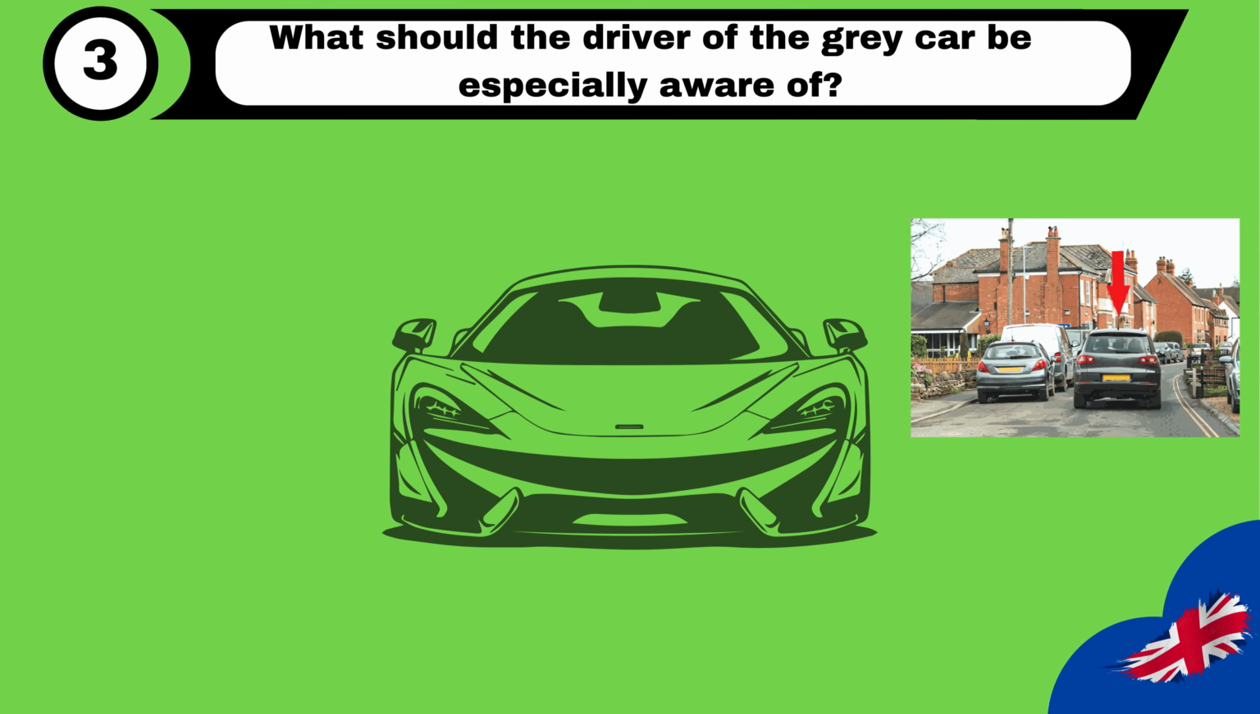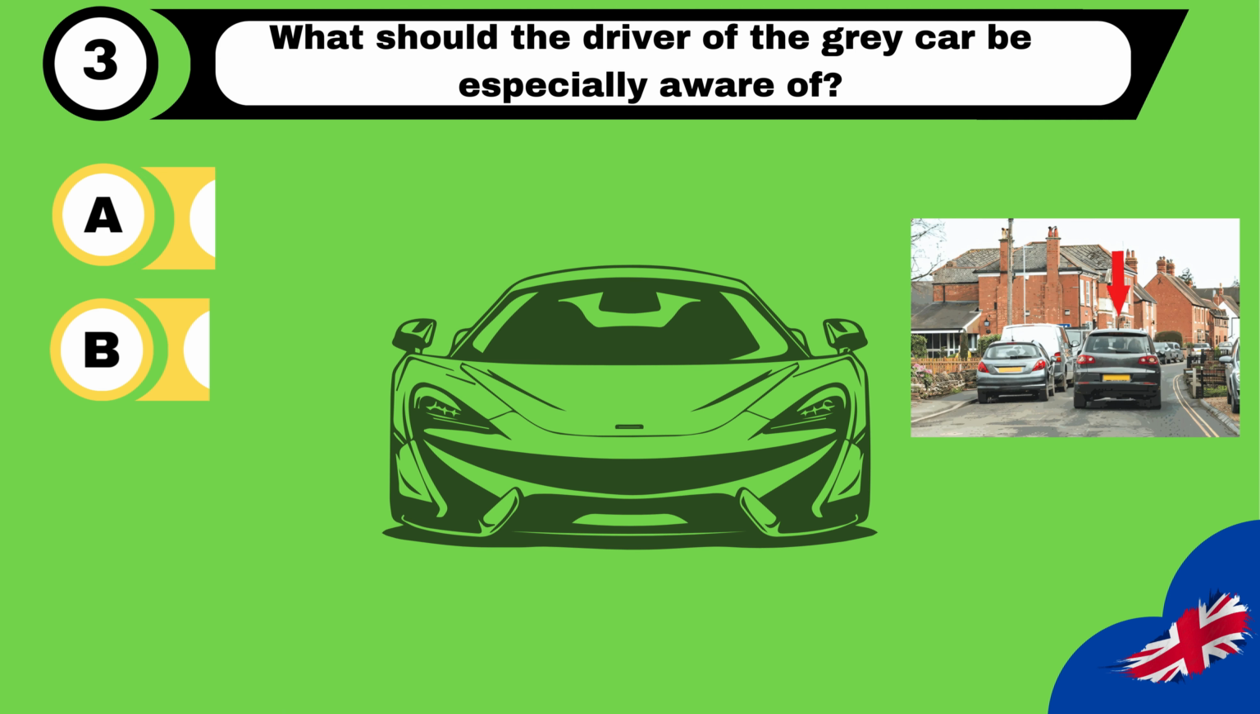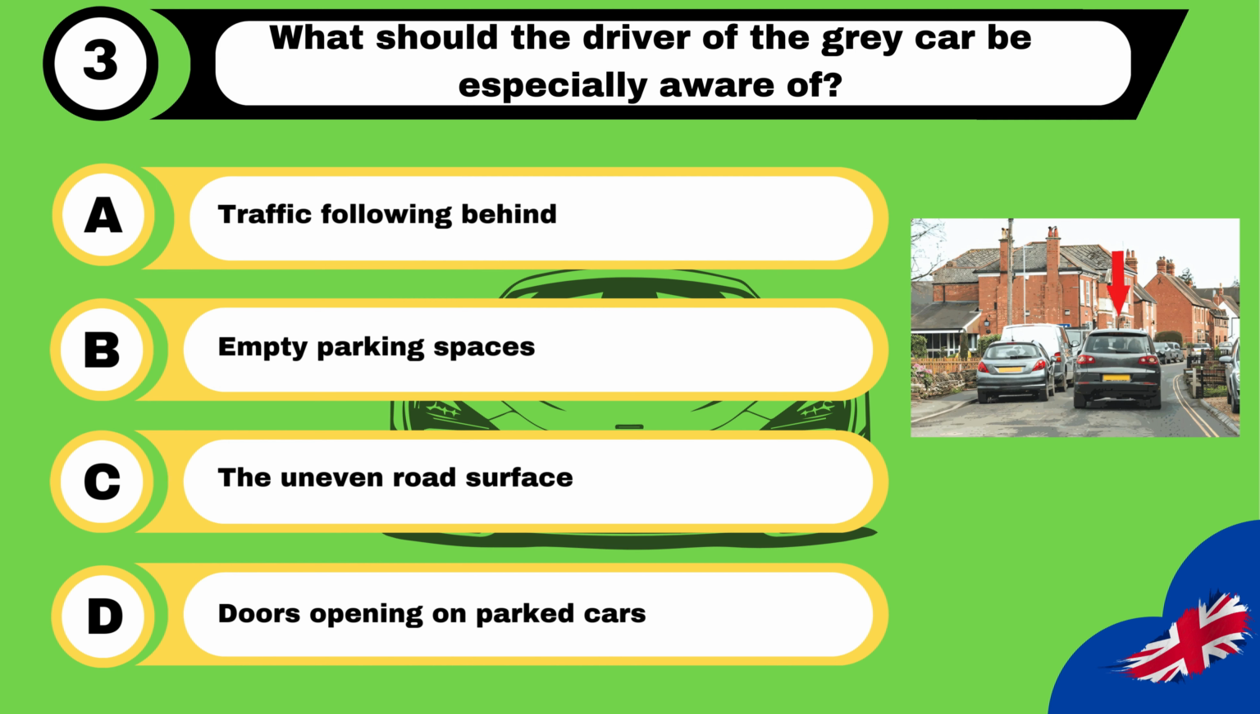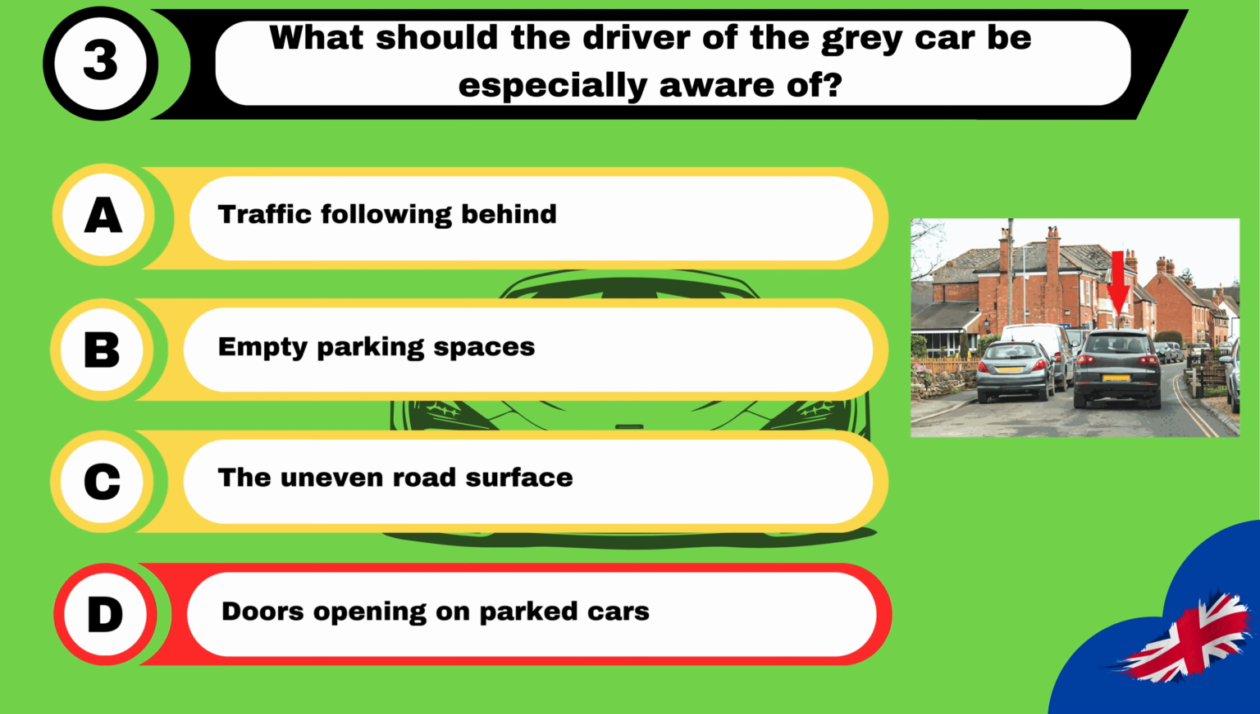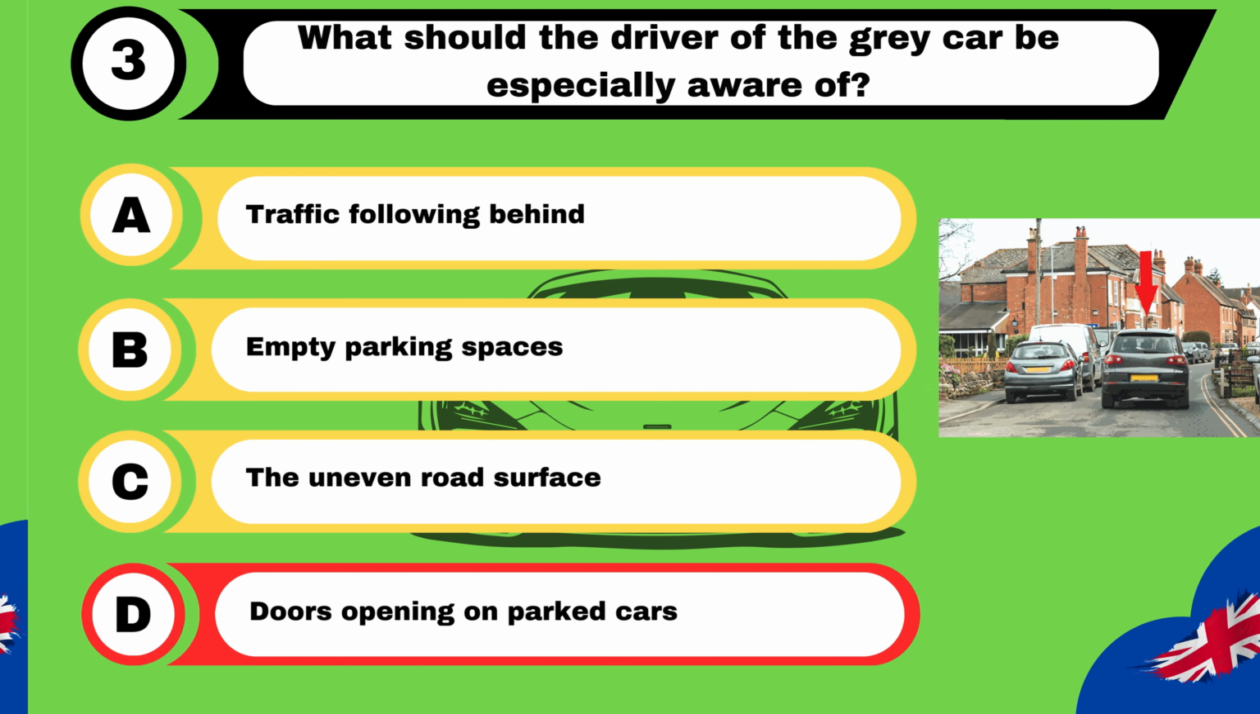Question 3. What should the driver of the gray car be especially aware of? A. Traffic following behind. B. Empty parking spaces. C. The uneven road surface. D. Doors opening on parked cars. The answer is D. Doors opening on parked cars.